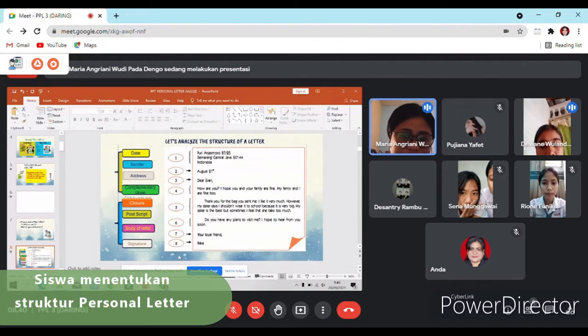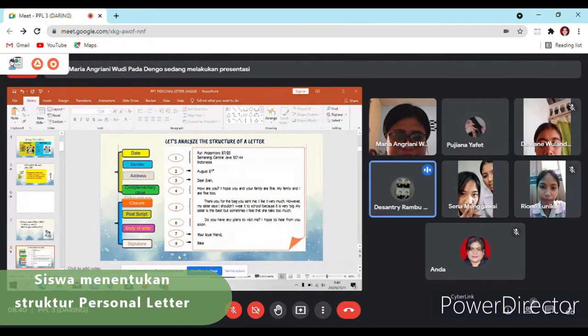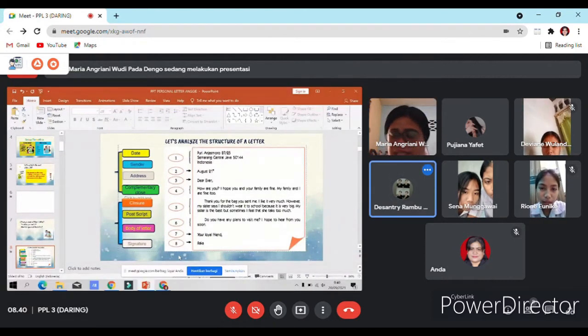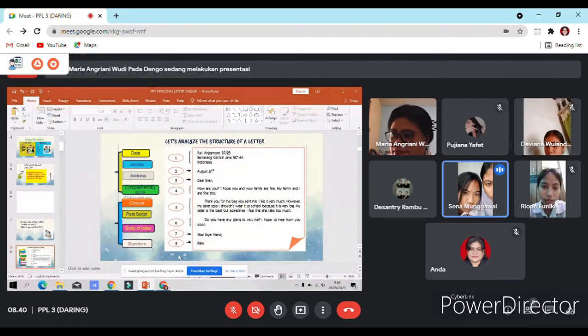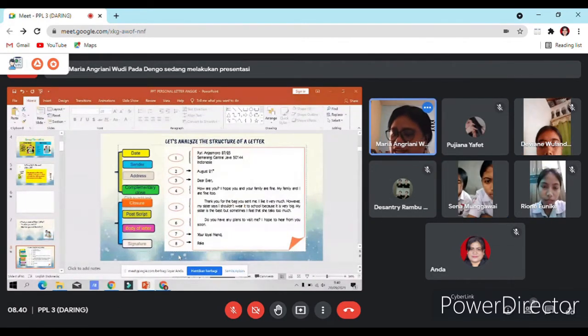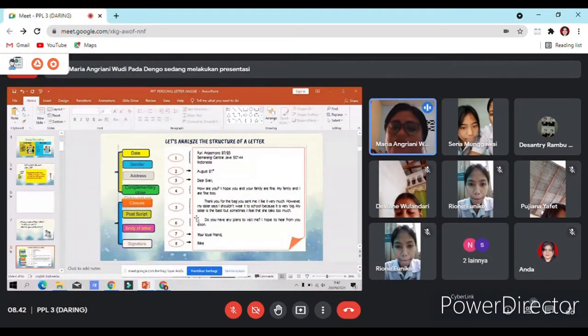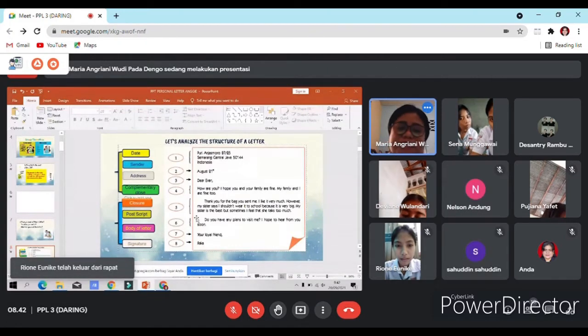Ada yang tahu apa itu date? Surat. Okay, good. Sender, sender. What is sender? Sender. Dari kata send dikasih er, it means the person. Pengirim. Postscript is the additional information that you forget to write down at the body of the letter. Jadi postscript itu adalah informasi tambahan yang biasanya berada pada bagian bawah surat yang kita lupa.